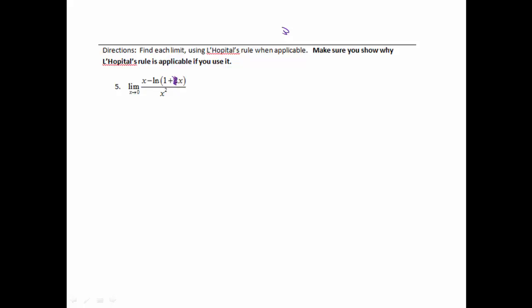Well, we know our first thing is just to go ahead and plug in 0. So I'm going to get 0 minus the natural log of 1 plus 0, over 0 squared. The natural log of 1 is 0. 0 minus 0 is 0, over 0 squared is 0. That sets me up that I may use L'Hopital's rule now.